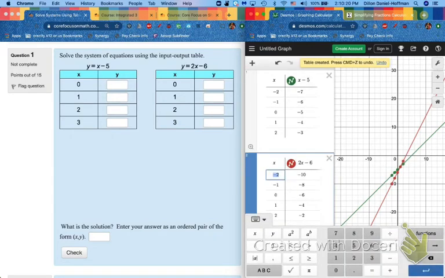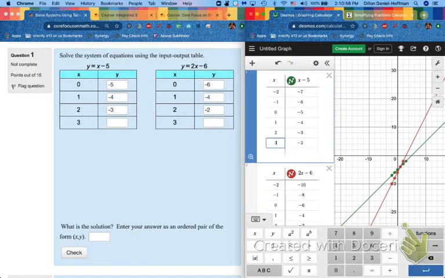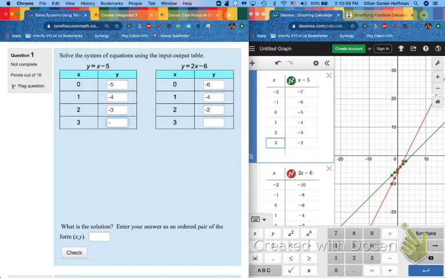All right, so at 0, I see that my first table is at -5. My second table is at -6. Then I go to 1, it's at -4 and -4. And then at 2, I see -3 and -2. And then notice it doesn't have 3, but all I have to do is just go up to my table and type a 3. And it says, oh, that's -2.